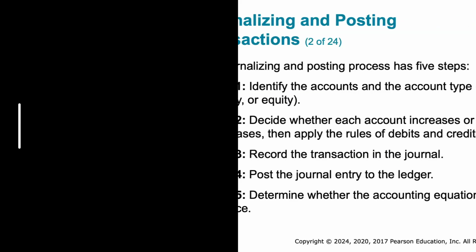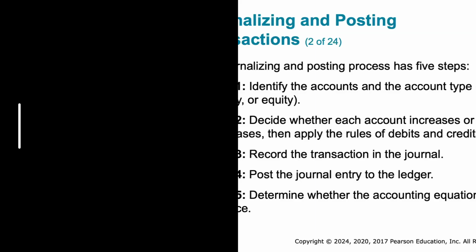So, how do we journalize? The journalizing and posting process has 5 steps. The first step is to identify the accounts and the account type: asset, liability, or equity. What are we dealing with, right? When we look at the transaction, are we dealing with assets? Are we dealing with liabilities? Are we taking out a loan? Are we purchasing equipment? Or is this equity? Is someone purchasing stock? This is what we first have to identify. What are the accounts that we're dealing with?